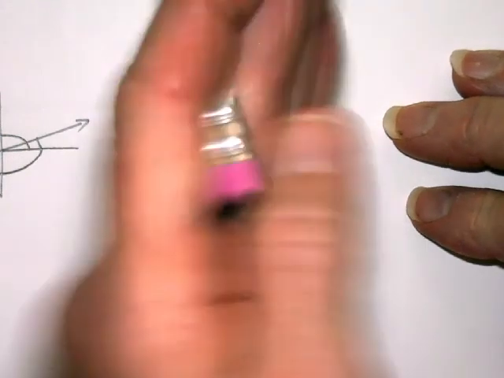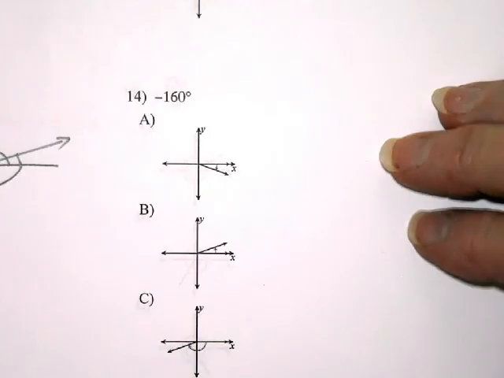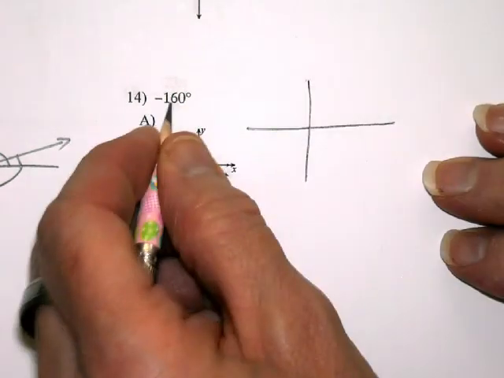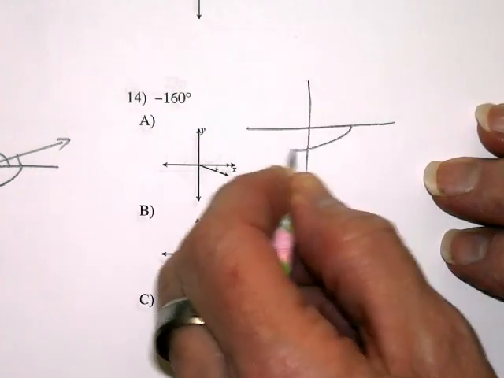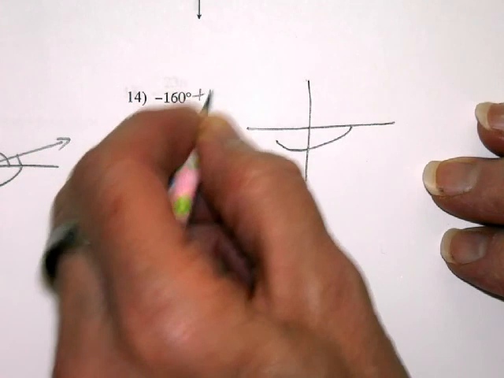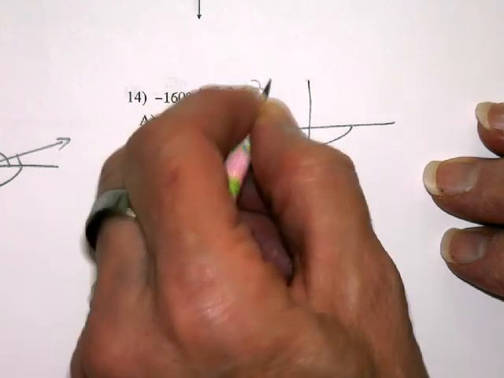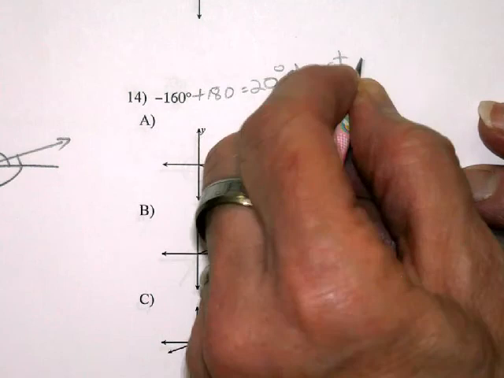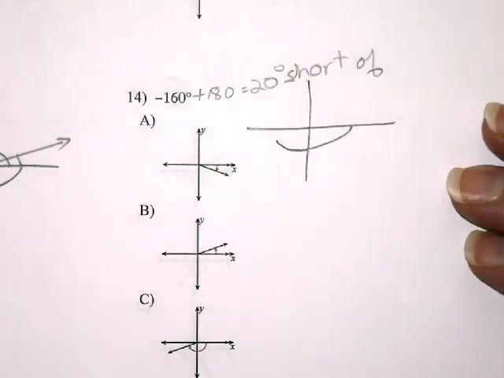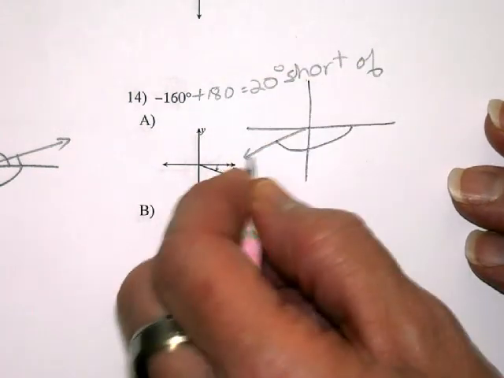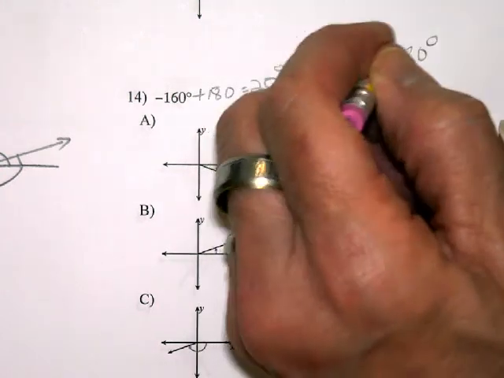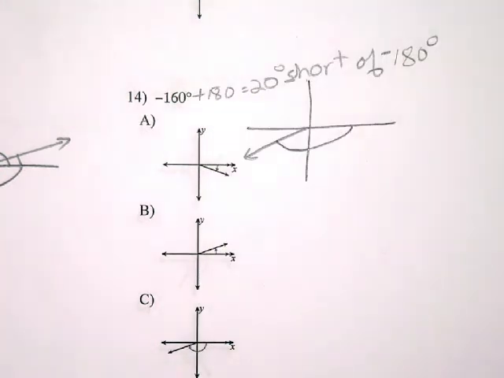Okay, this one is negative, so I'm going to go under the x-axis. That's the direction that the terminal side will swoop. So if I'm here, I don't even go 180 degrees. If I add 180, that'll be 20 degrees short of 180. So that's right there.